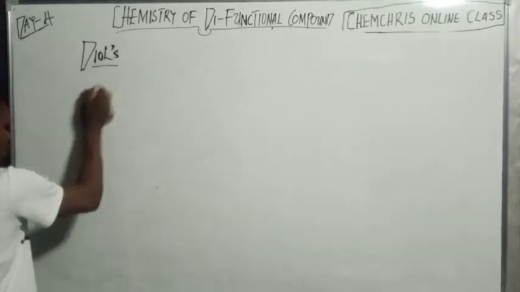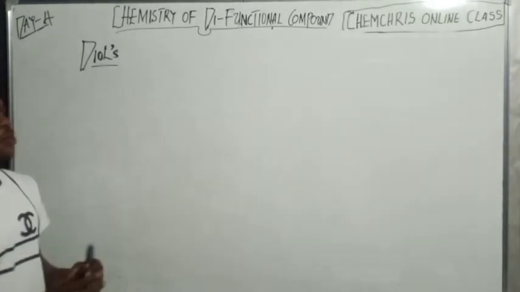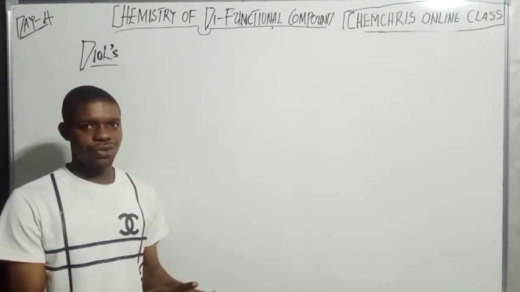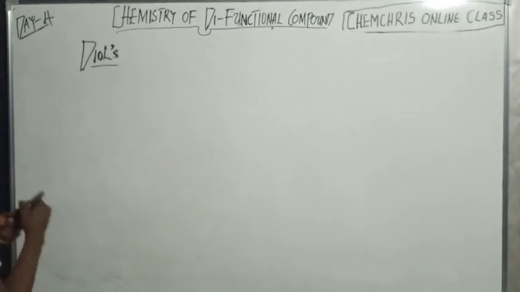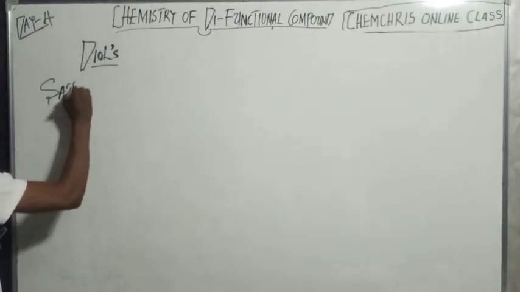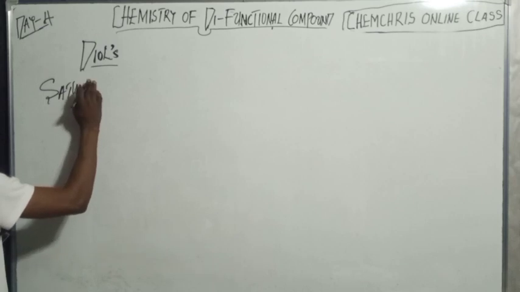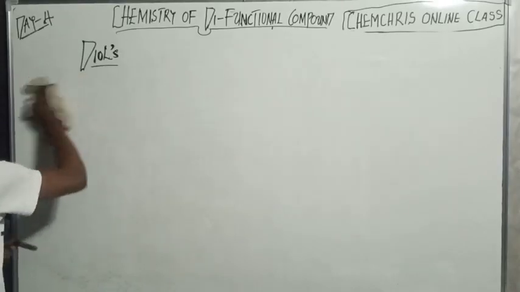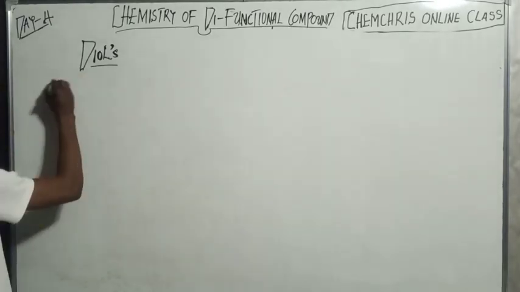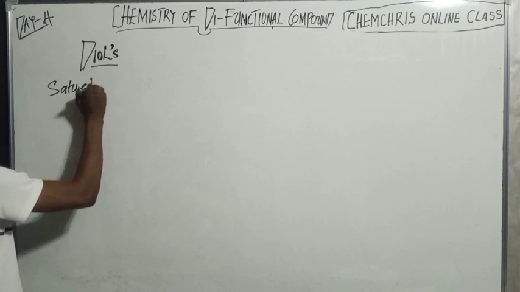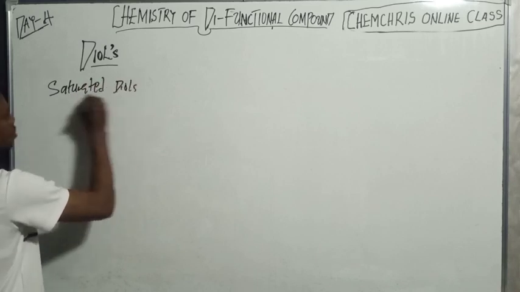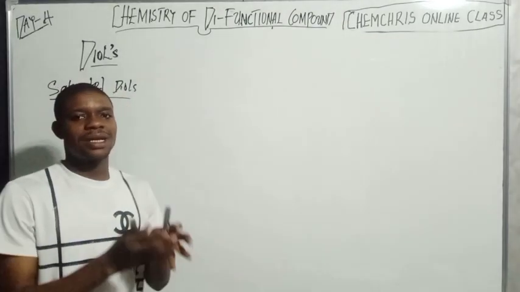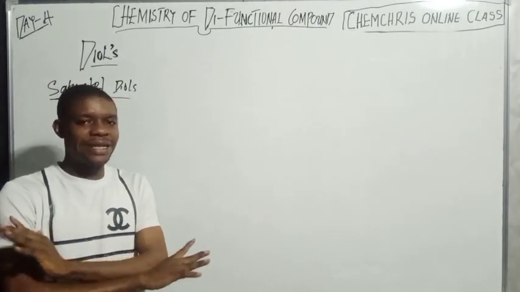So let's look at the nomenclature of diols. How do you name diols? We have saturated diols and unsaturated diols. Let's look at saturated diols first. As the name implies, saturated means single bond, so these are diols that contain only single bonds.